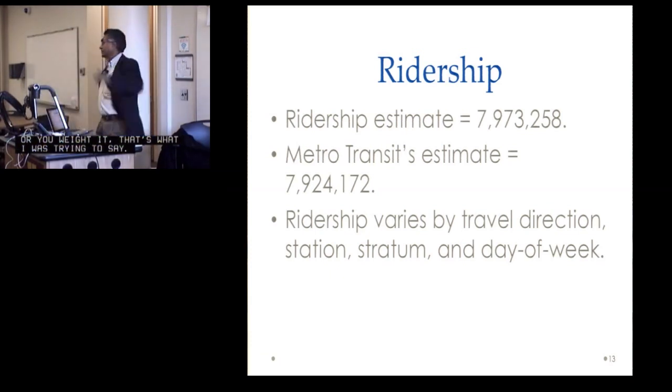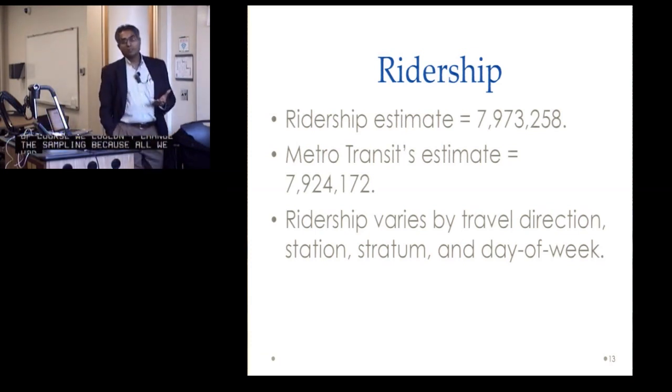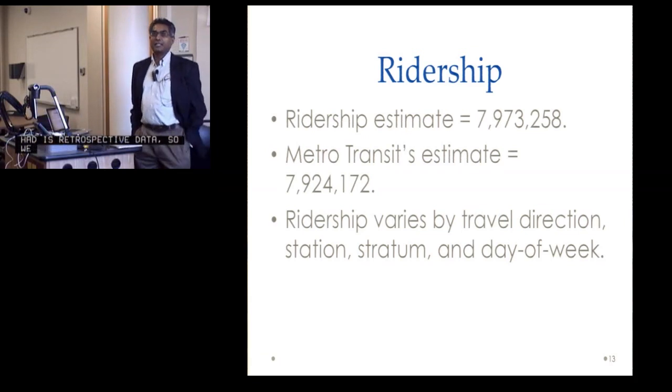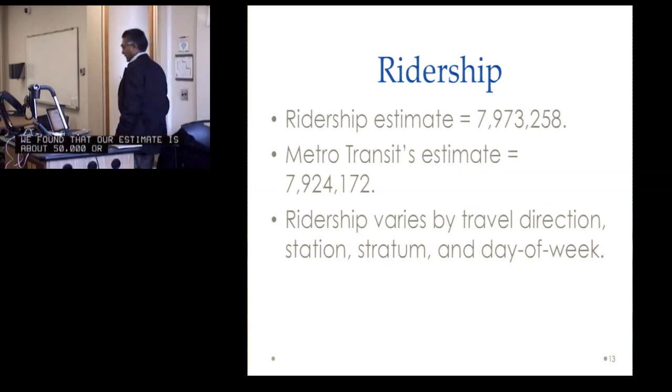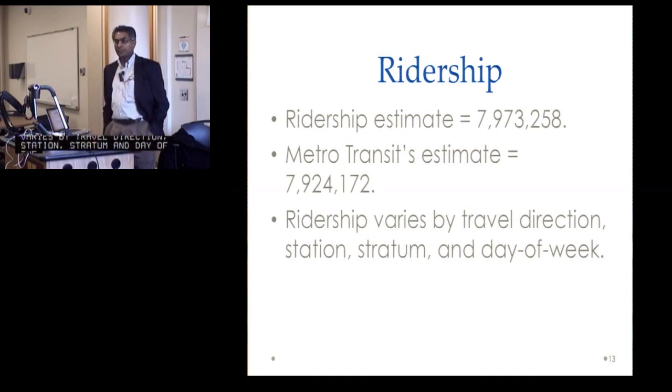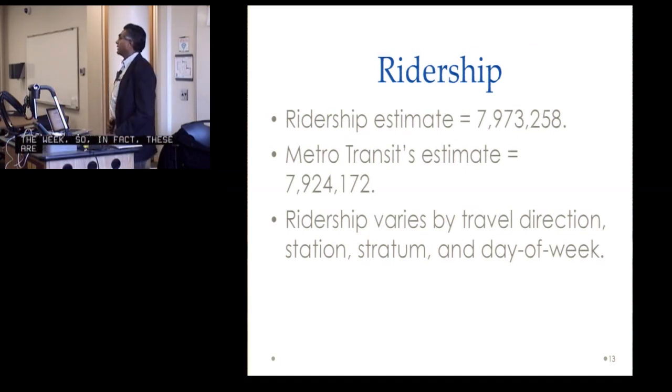And that's what we did. We adjusted. Of course, we couldn't change the sampling because all we had is retrospective data. So we found that our estimate is about 50,000 or so riders more once you account for that difference. We also found that ridership varies by travel direction, station, stratum, and day of the week. So in fact, these are statistically valid differences. And this means that when we are computing noncompliance or evasion, we need to take into account these differences. We can't just aggregate across all of these groups.